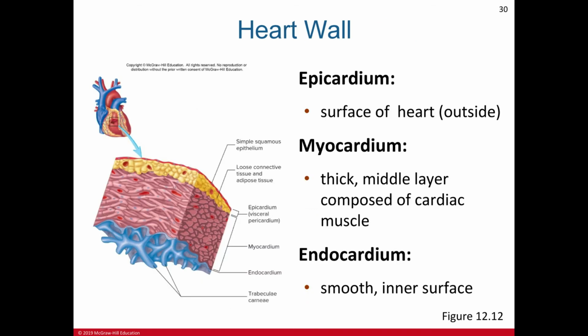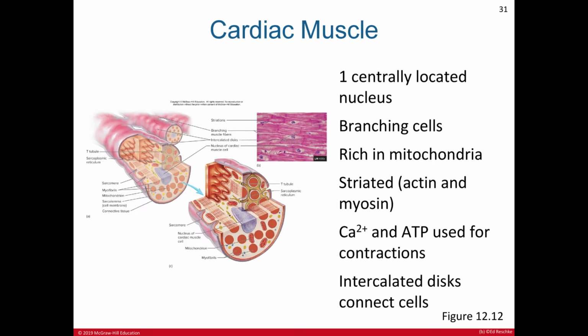The heart wall is divided into three: the epicardium or the visceral pericardium, the myocardium or the thick middle layer that is composed of cardiac muscle, and the endocardium, which is the inner surface and is very smooth. As discussed in chapter 3, cardiac muscle is very different from skeletal muscle. Cardiac muscle has one centrally located nucleus. It has branching cells and is very rich in mitochondria as it needs a continuous supply of ATP or energy to enable the action potential to be continuously flowing in its muscle.